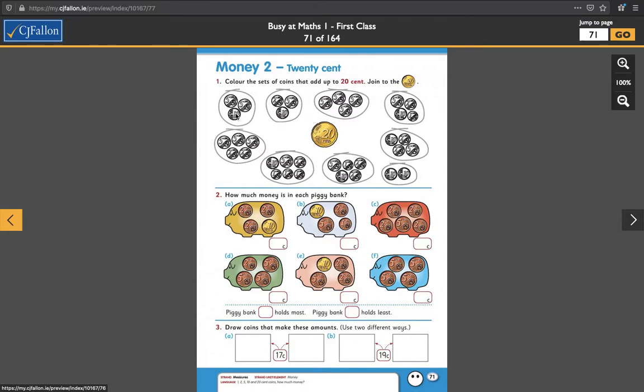So we have two fives and a 10. That all adds up to 20. So color them in, put a ring around it, and join it up to the 20. With the other ones, I'm not going to go through them, guys. This is all fairly basic counting stuff for you.